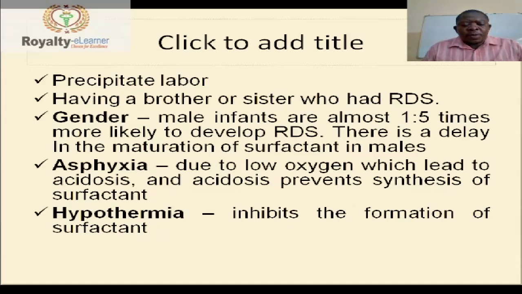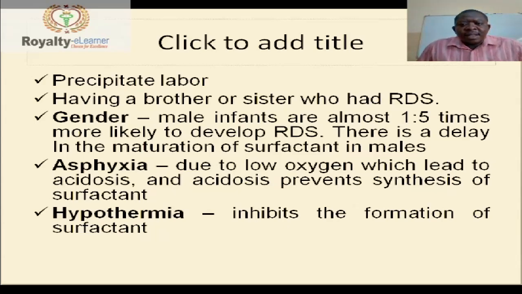Other predispositions include gender. Male infants are almost 1 to 5 times more likely to develop RDS. There is a delay in the maturation of surfactant in males, and that is the ratio. That's why we have that ratio of 1 to 5 times between the two sexes, male or female.